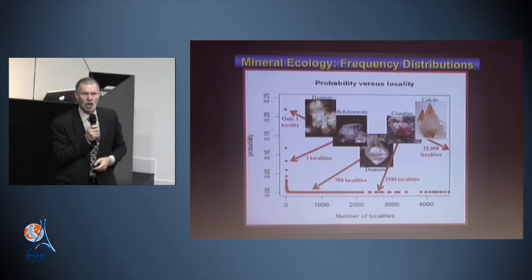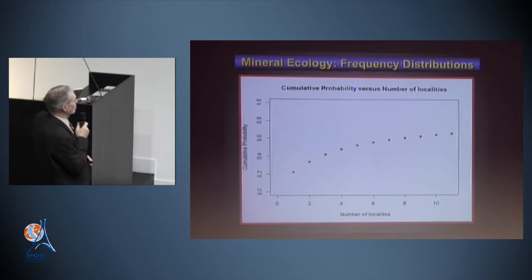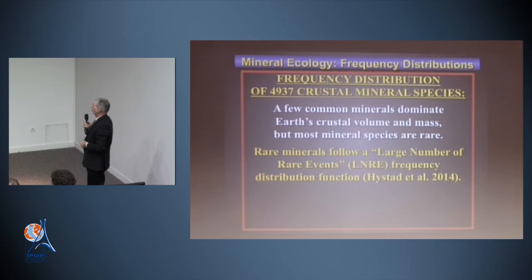And this is a classic large number of rare event distribution. Another way of putting this is the cumulative probabilities of having one locality, 1 plus 2, 1 plus 2 plus 3, and so forth. More than half of all mineral species are known from 5 or fewer localities on Earth's surface. These are rare minerals. So, a few common minerals dominate the crustal volume, but most mineral species are rare, and these rare minerals follow a statistical distribution known as a large number of rare event frequency distribution.